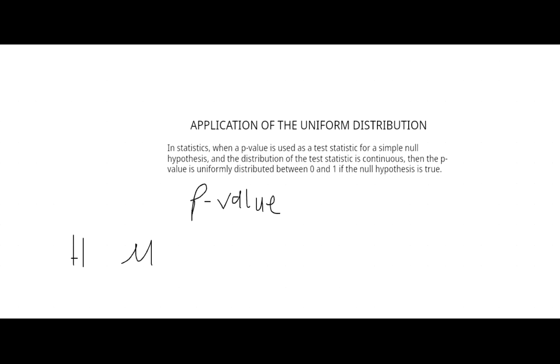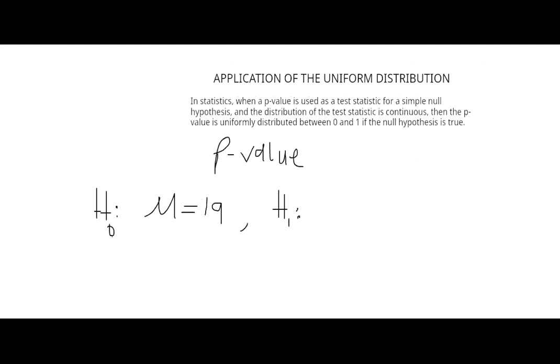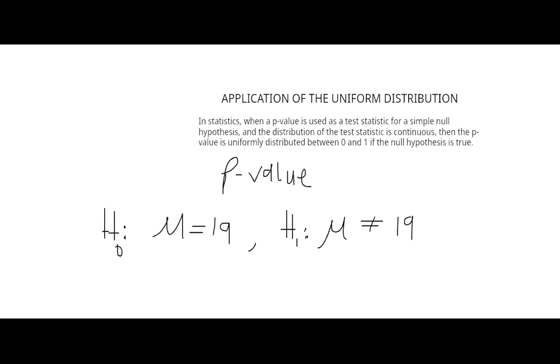Don't worry if you don't understand everything. Just understand that somebody is making a claim. Mu equals 19. That means the average age of students in your class is 19. And then H1, somebody else is trying to prove or disprove this claim and says, okay, no, it can't be. He may say mu is not equal to 19. And so when he says that, we'll get data, we'll do some calculations, and then we'll obtain a test statistic.